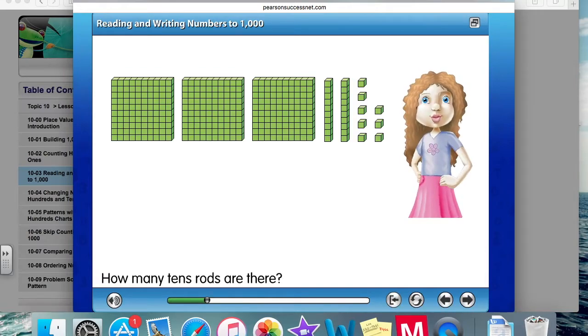How many tens rods are there? So now we go look at the rods. We have 1, 2 rods in the tens place. There are 2 tens rods. How many ones cubes are there? So let's count our ones now. 1, 2, 3, 4, 5, 6, 7, 8. There are 8 ones cubes.